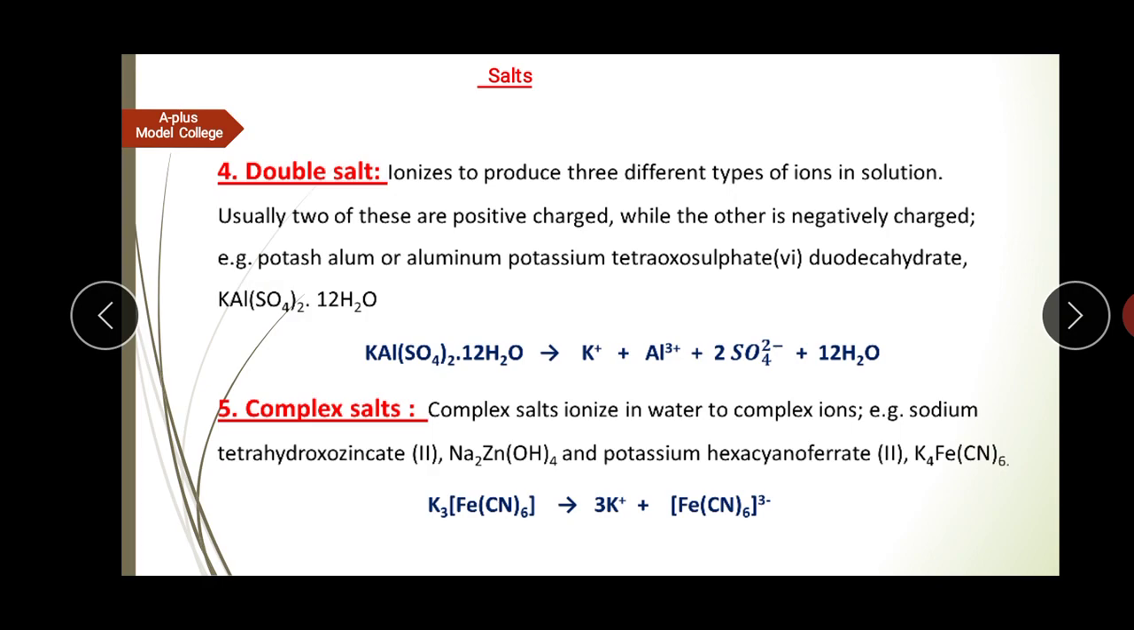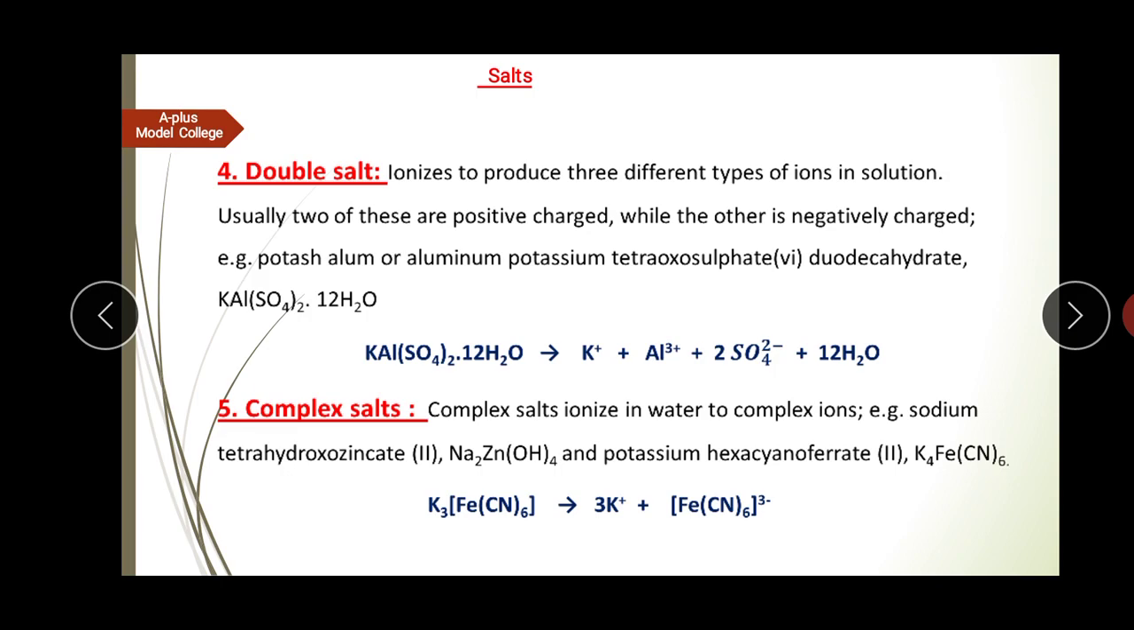Double salts are salts that ionize to produce 3 different types of ions in solution. Whenever you can see that there are 3 ions present in a salt, usually 2 of these are positive while the other is negative. Potash alum, like the normal alum that we use, is a double salt. Aluminium potassium sulphate 6, dodecahydrate, is the example of a potash alum. The alum that we use at home is aluminium potassium sulphate, dodecahydrate. Dodecahydrate means 12.